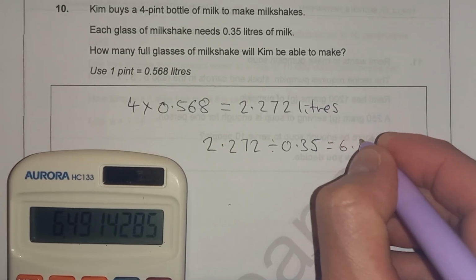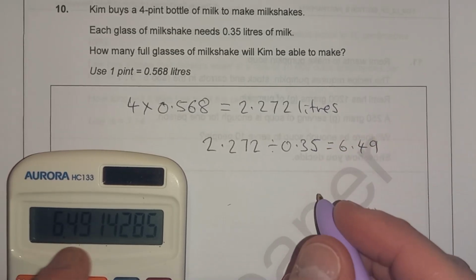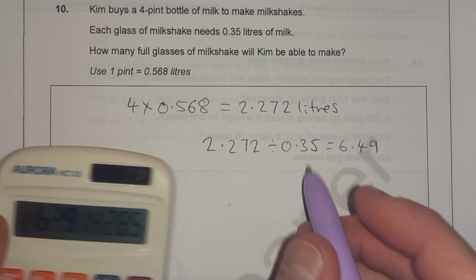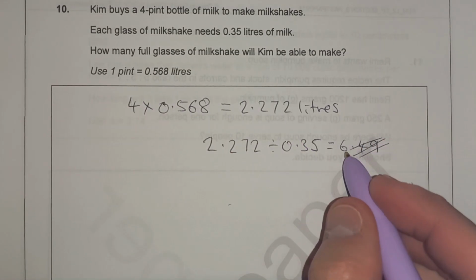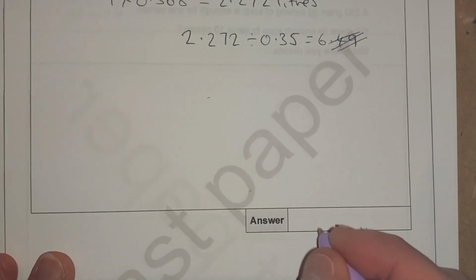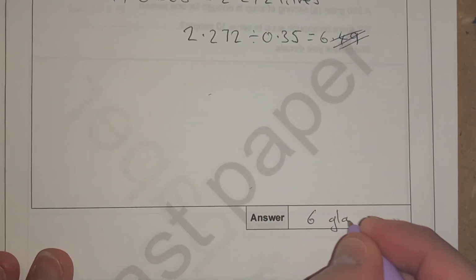Which gives us 6.49. We'll just do it to 2 decimal places. And they want full glasses. So we don't want the part of a glass. We're just going to go with 6 glasses.